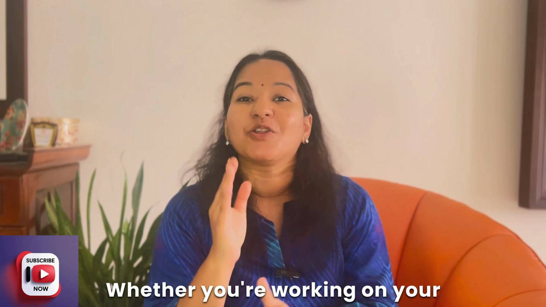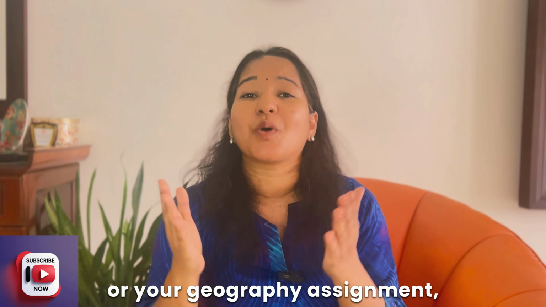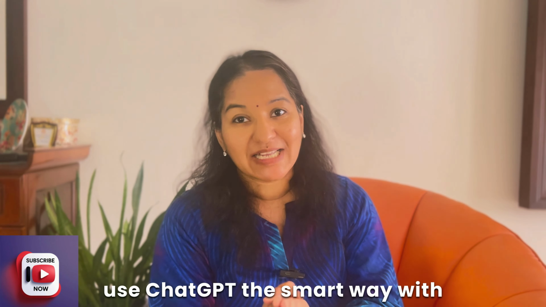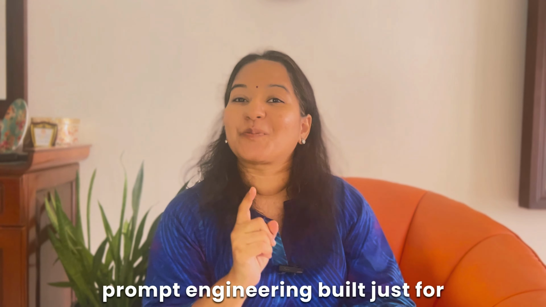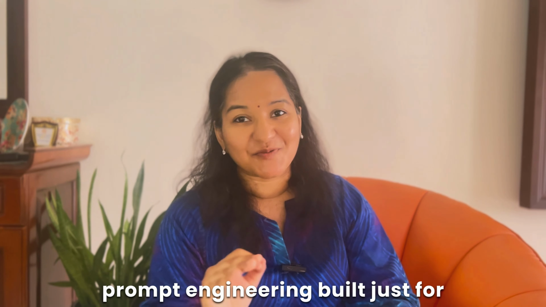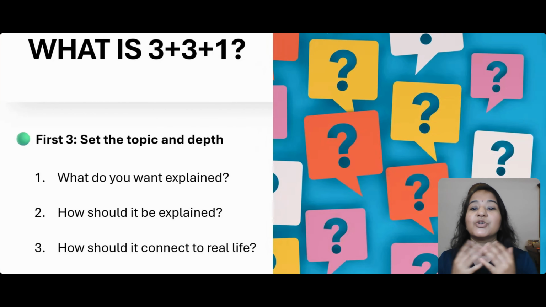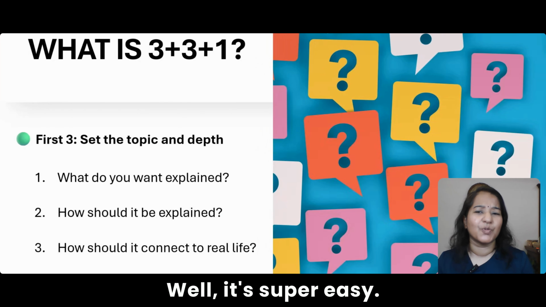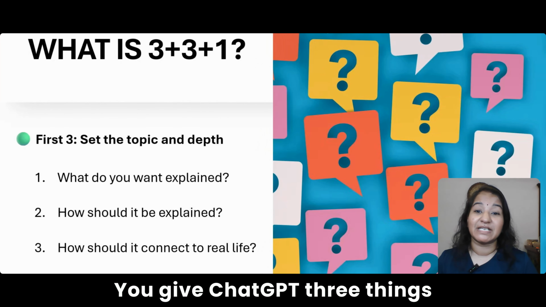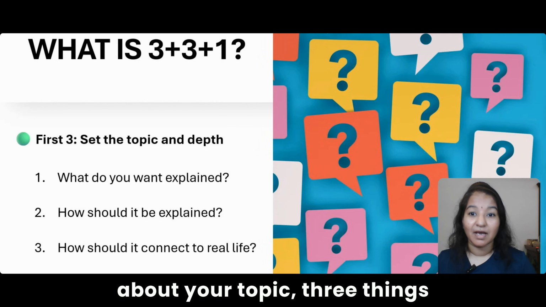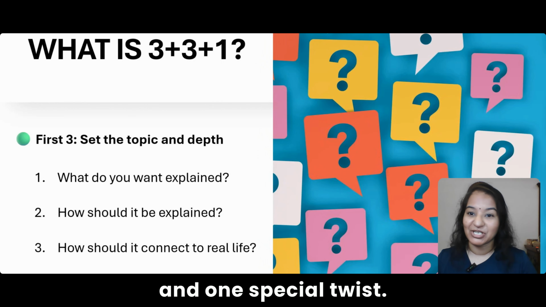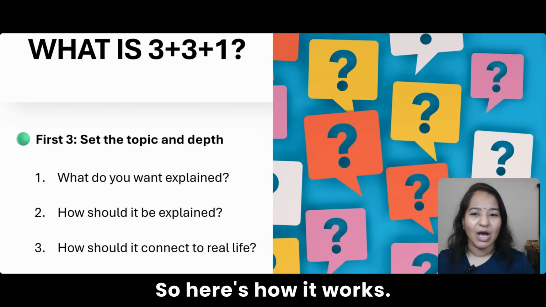Whether you're working on your English project, science report, or your geography assignment, this video will show you how to use ChatGPT the smart way with prompt engineering built just for students. So, what exactly is this 3 plus 3 plus 1 formula? It's super easy. You give ChatGPT three things about your topic, three things about how you want the answer, and one special twist. So, here's how it works.